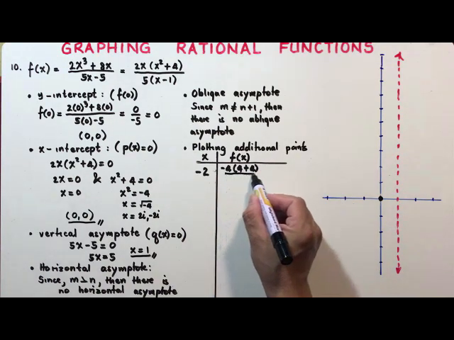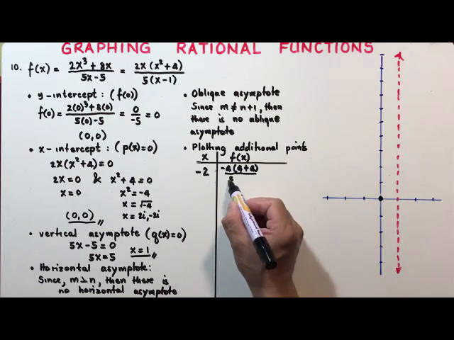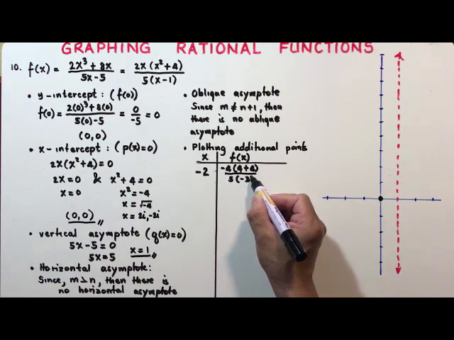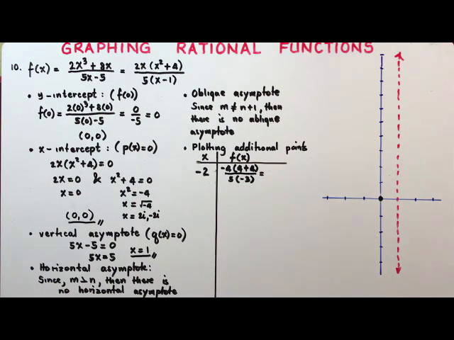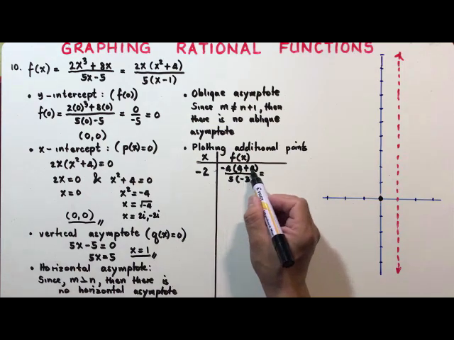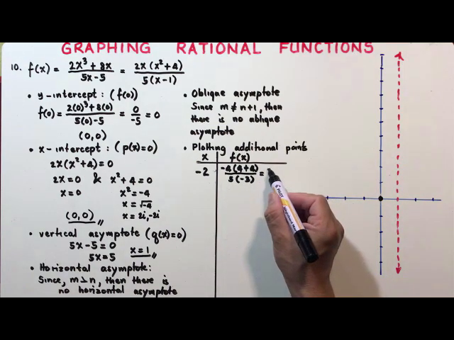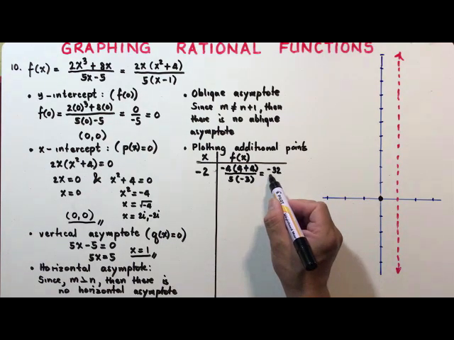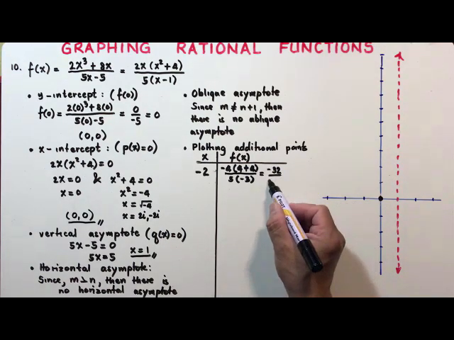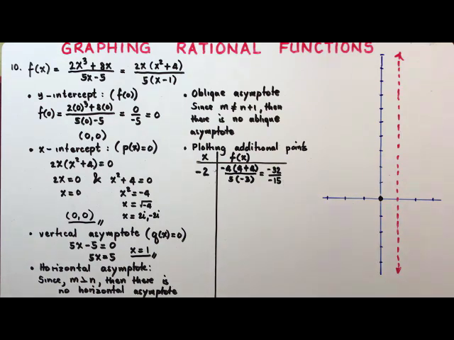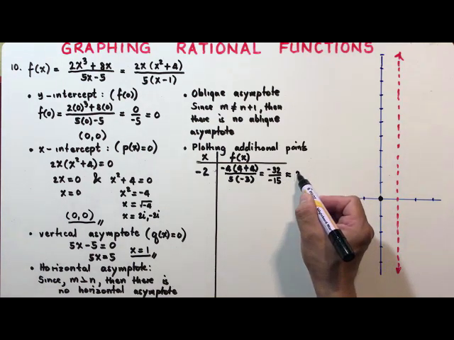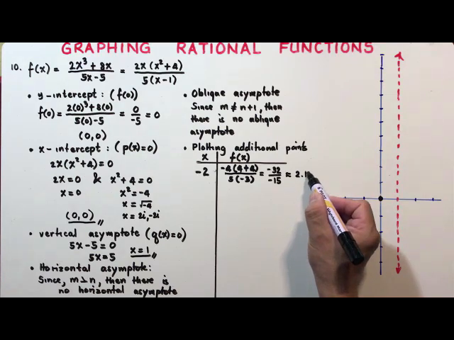divided by 5 times -2 minus 1, which is -3. So the value of the function is 8 times the -4, which is -32. And this will be divided by -15. And negative divided by negative is positive. And if you have a calculator, you can check that this is approximately equal to 2.13.